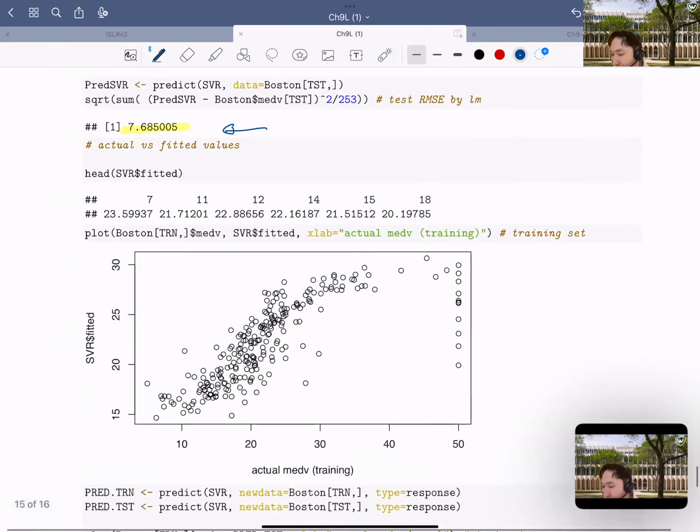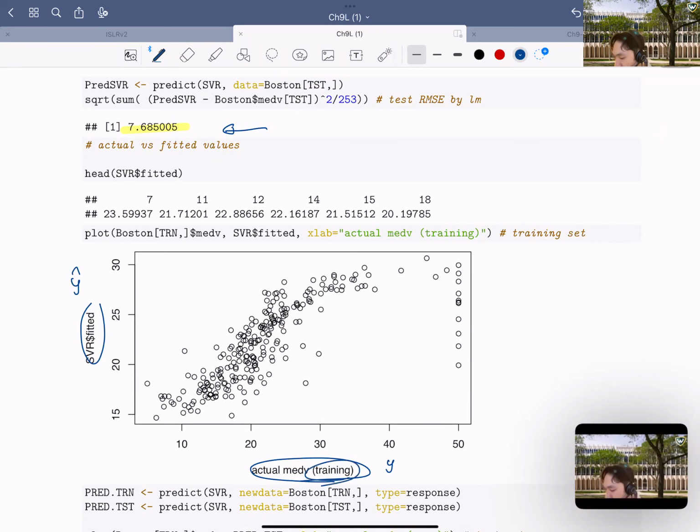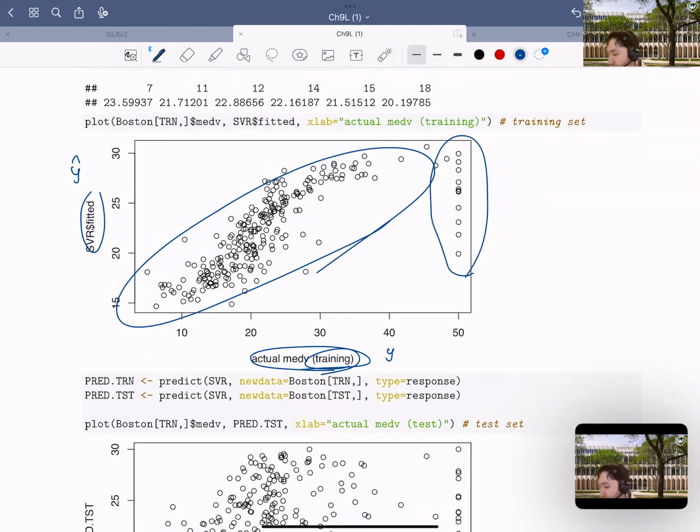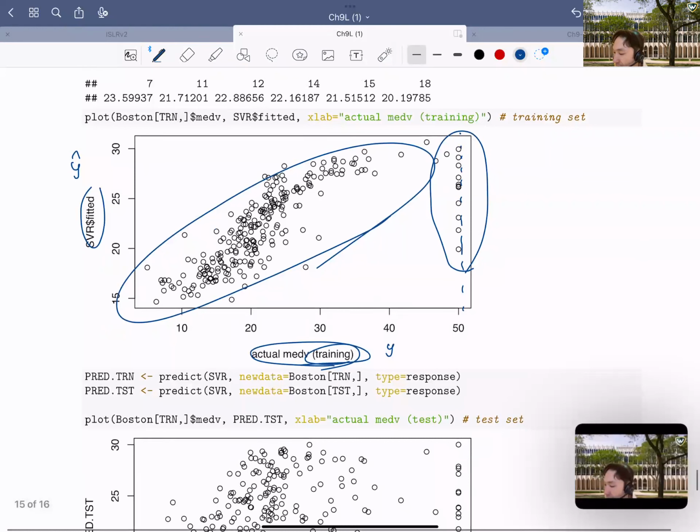This is just some descriptive statistics of actual Y and the predicted Y for the training set. You can see the positive relationship. We have some problem here. I think that these values are censored. I mean, these are truncated at 50. Some median house values exceed $50,000, so this data set is truncated at 50. It's a kind of outlier.